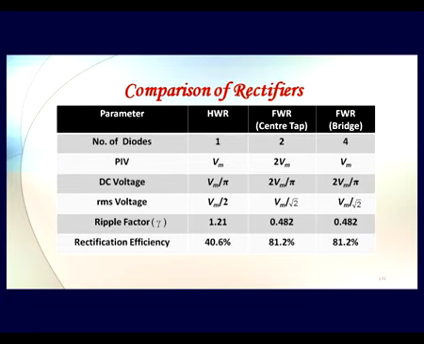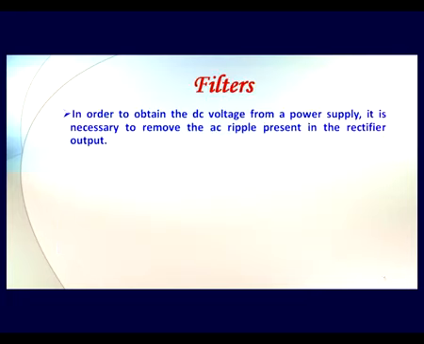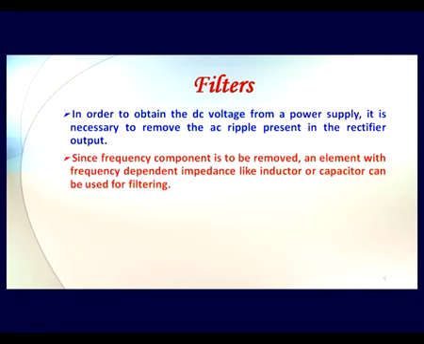So in this table we are summarizing the performance of all these rectifiers. In order to obtain the DC voltage from the power supply, we need to remove the AC ripple present in that rectifier output. So that rectifier output has a certain frequency component. Like if it is coming from a half wave rectifier, it will have a frequency component of 50 Hz.